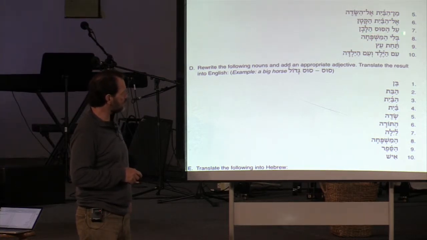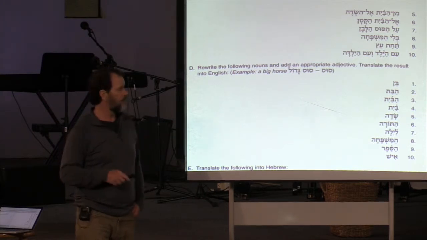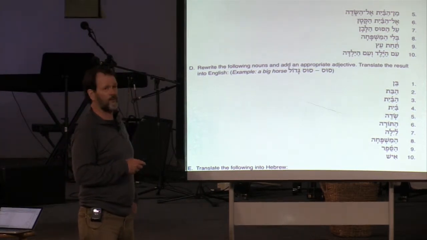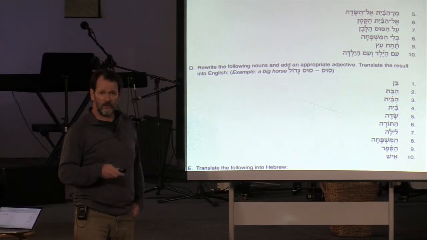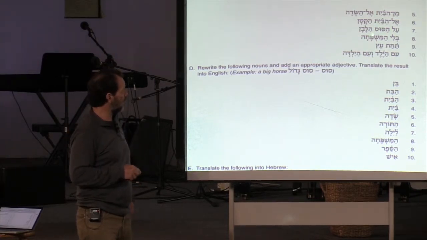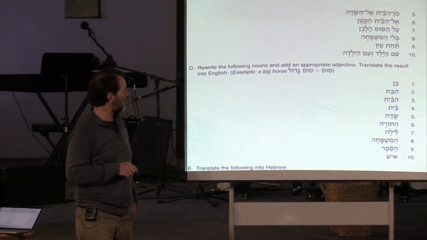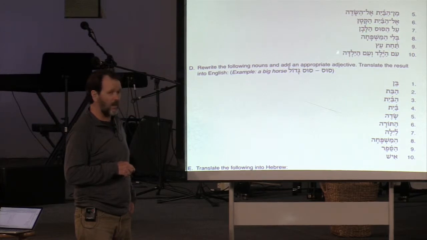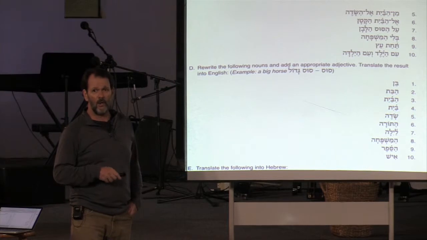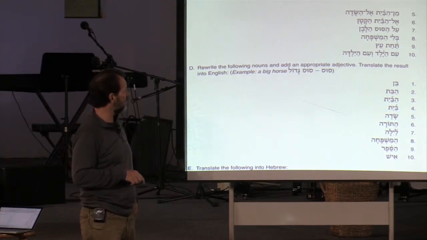So now, al-hasus halavan. Let's look at this. Al, we know that's on or upon. And then hasus is the horse, and halavan. And we know that lavan is white. So what is that? Upon or on the white horse. Pretty easy.